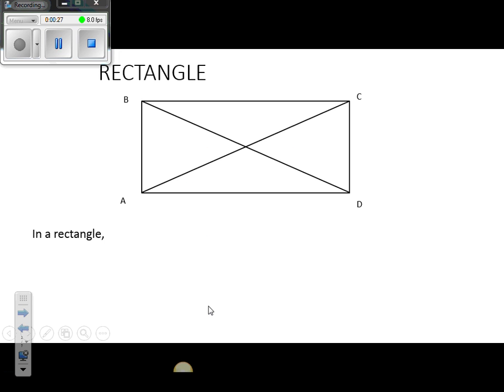Let's first talk about a rectangle. A rectangle is a parallelogram, and the reason why we know it's a type of parallelogram is because the opposite sides are equal and parallel. So we can say BC is congruent to AD, CD is congruent to BA. We can also say BC is parallel to AD, and CD is also parallel to BA. All right, that is one of the properties of a rectangle.